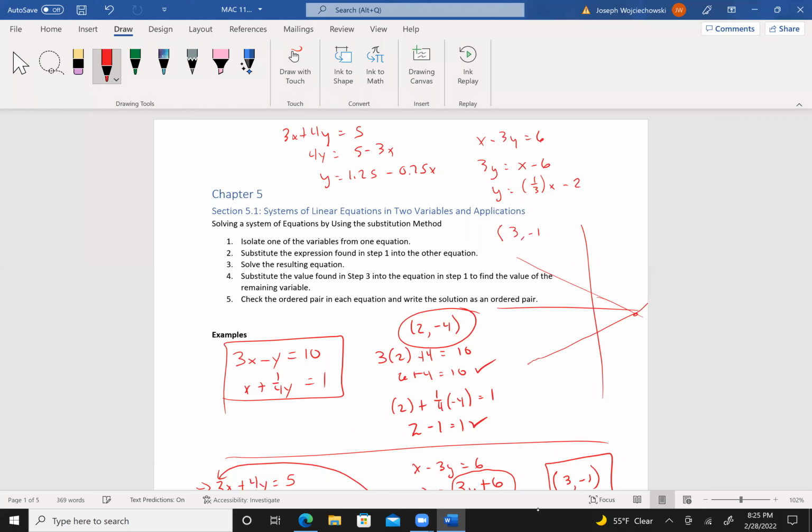3, -1. Is that what we got here? Again, I have different equations, but nice and even. That's all that matters. So that's how this works. You can use your calculator to do this. But again, on a test, we're probably wanting to see the work. So you may want to consider that.